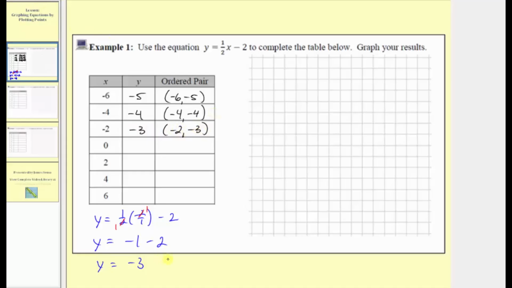The next input value, or x value, is 0. So we'd have y equals 1/2 times 0 minus 2.